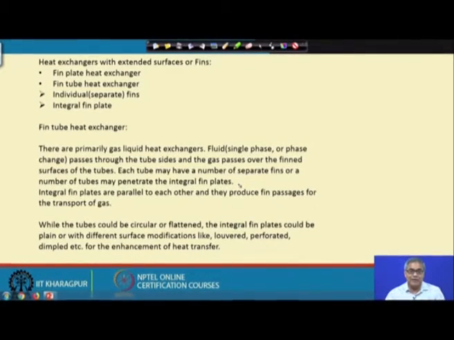This I am telling time and again, so that you have some idea, and we will also have a number of figures. From there we will understand what I am telling. Integral fin plates are parallel to each other and they produce fin passages for the transport of gas. What I am telling is that on the fin side there is passage of gas. So, these integral fin plates provide the passage through which gas will pass.